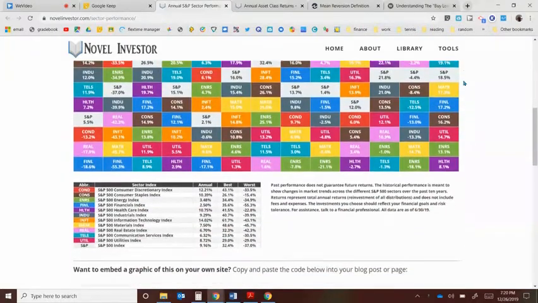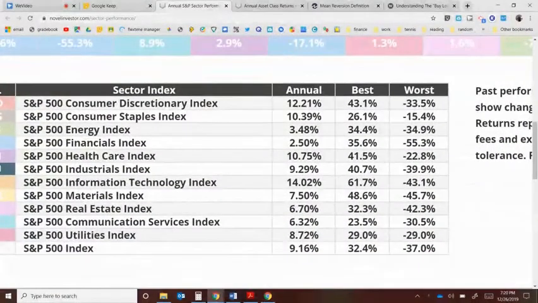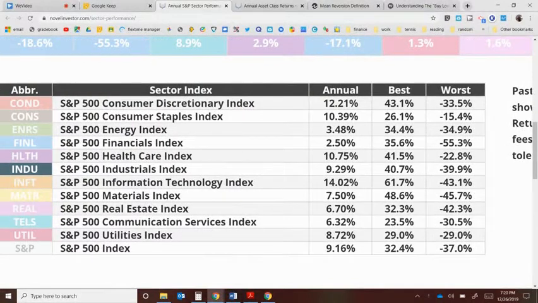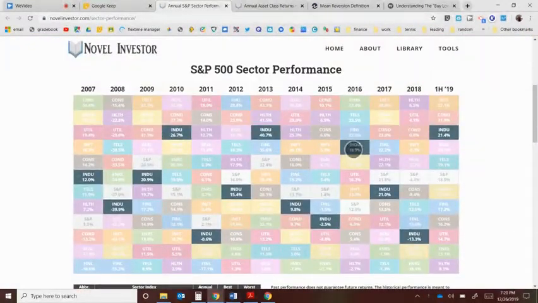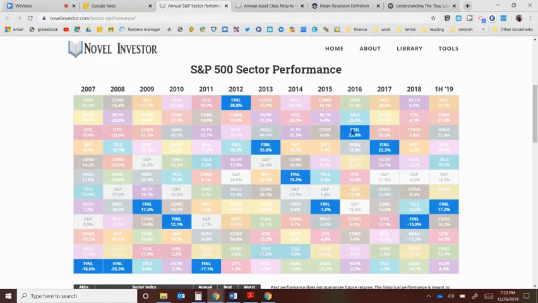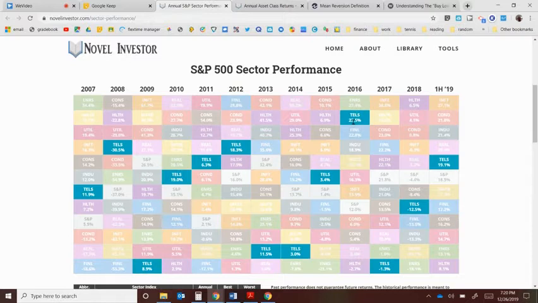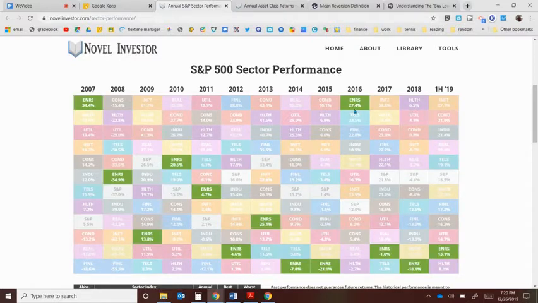Now, on the bottom shows the different types of industries: consumer discretionary, staples, energy, financials, healthcare, and this is all based on the S&P 500. If you click on any particular industry, so let's say we're looking at industrials, it's going to show the returns of industrials from every year from 2007 all the way to now. Just quickly glancing through them, I want you to see if there's any particular trends you might notice. That was pretty dramatic.